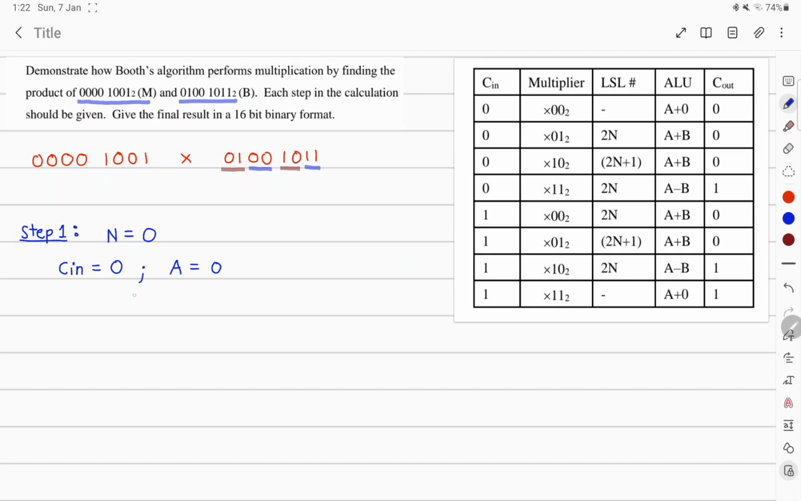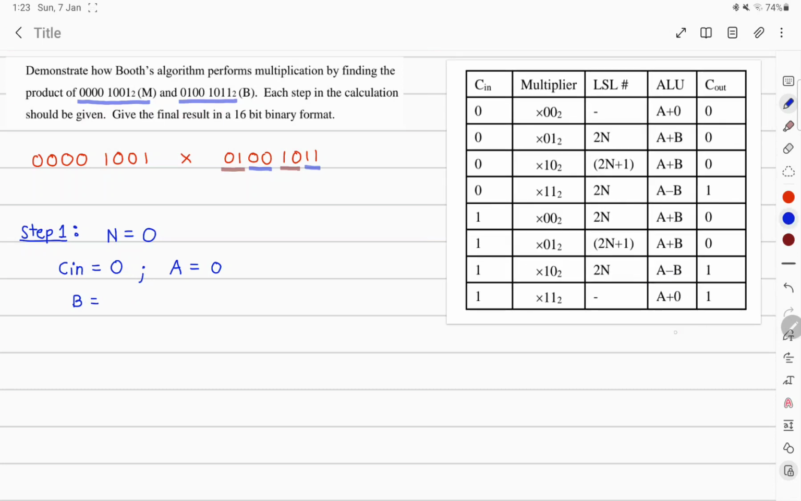Now we have to take the first 2 bits of the multiplier. If you check, it is 11. So let us take 11 and name it B for some time. In the ALU table you have A plus B, A minus B. That B is different from this B, so as of now just be with me and ignore the notations. I am just taking these 2 bits for B, that is 11. Now add C in plus B, and you will have 011.